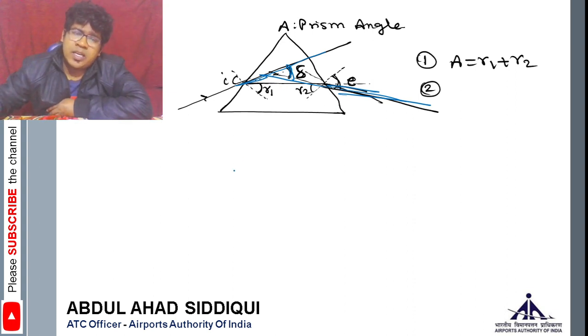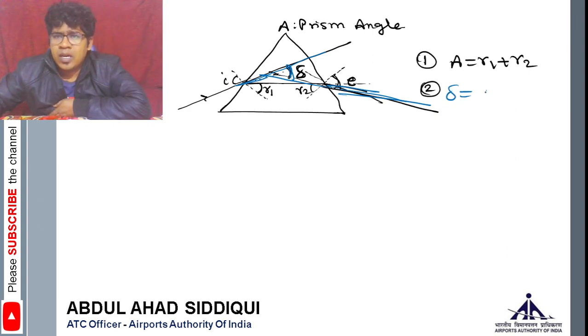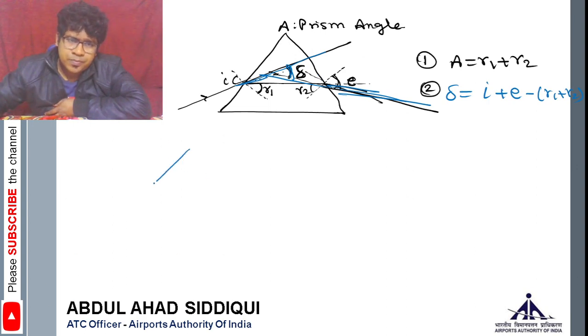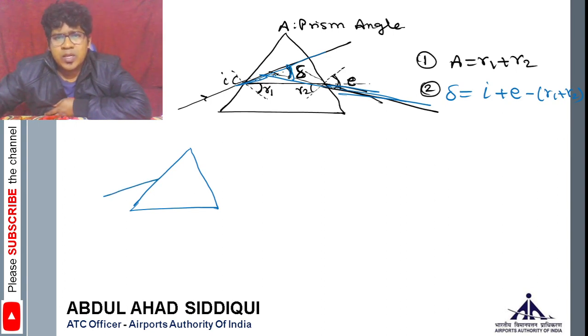If you find delta, delta is basically I plus E minus R1 plus R2, right? See, let me just draw it. I'll try to give you something. Let's say this is this one. So delta is basically, I'm trying to calculate, but it will be difficult. So this is delta.